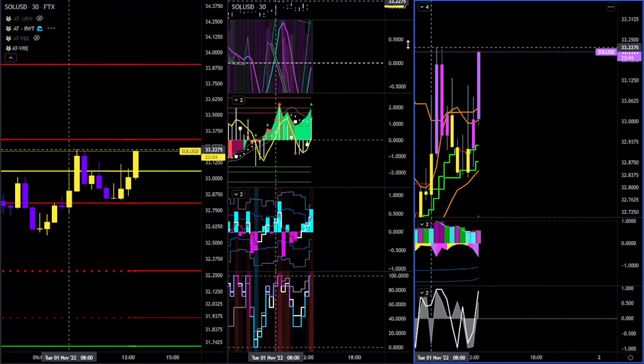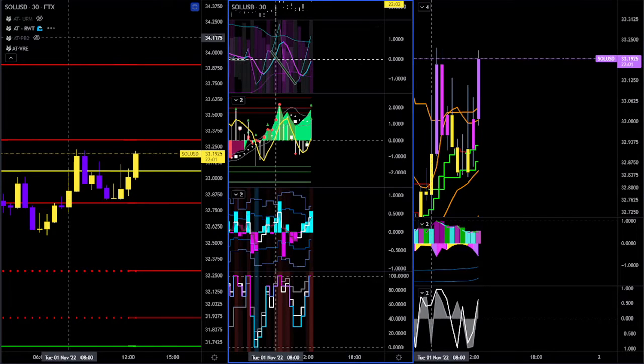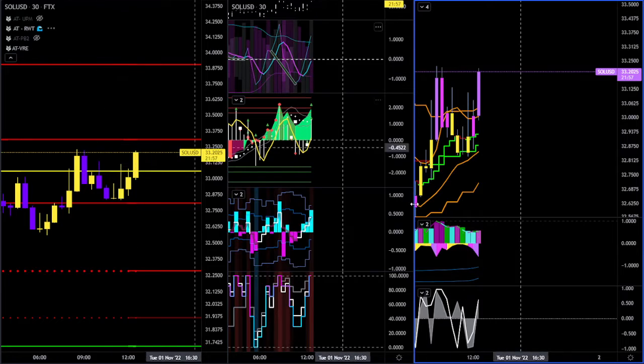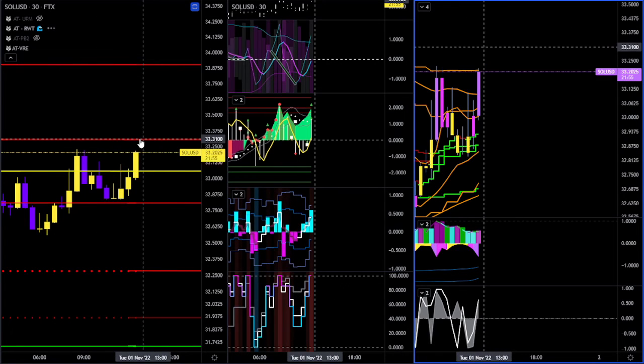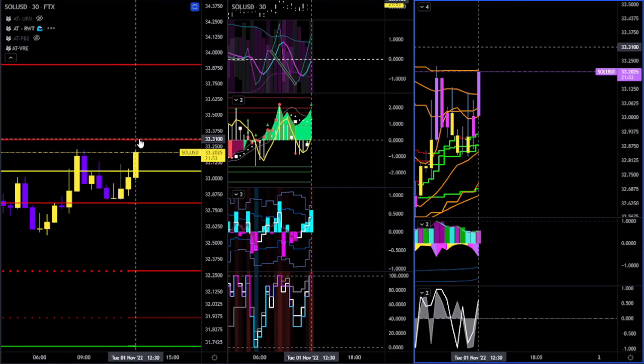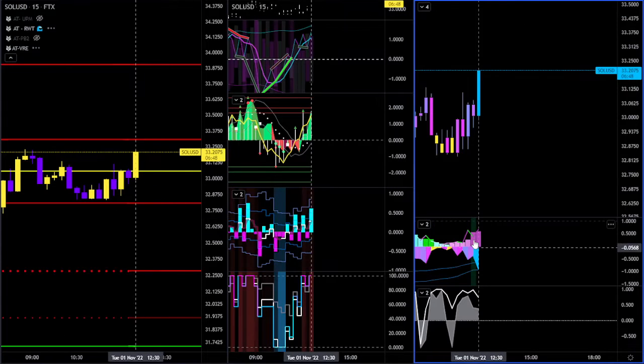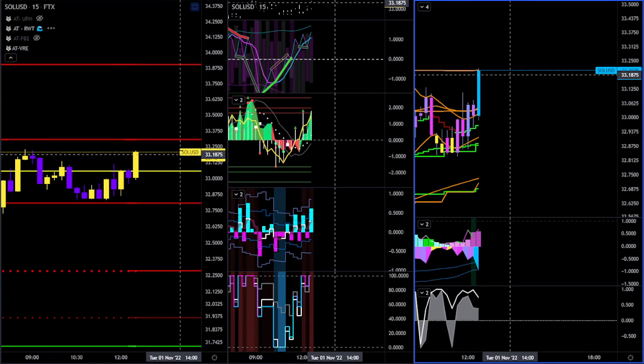Expansion to the upside looks cool. DLP is looking for a reversion play. RO is looking for a reversion play to the upside. We do have some red flashes, so maybe look for a limiting effect at 33.110. 15 minutes. It's expanding to the upside, getting a bit sloppy at the moment.